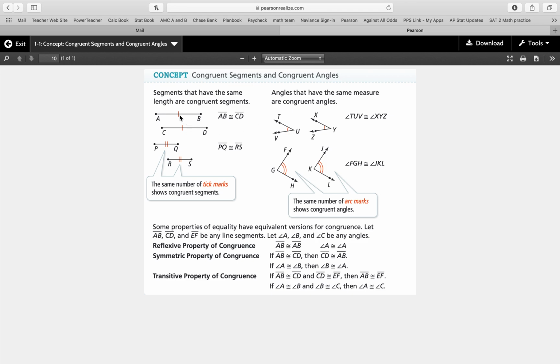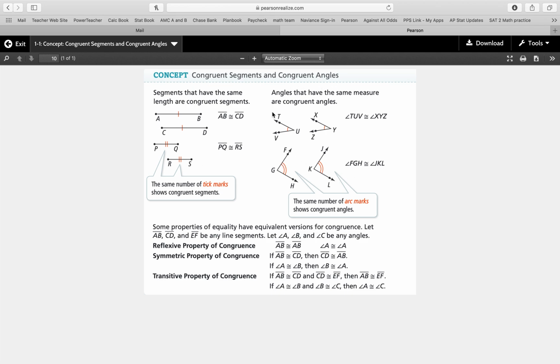We denote that by putting a tick mark. So here's AB, here's CD. One tick mark on each says, hey, these two are equal. Or two tick marks. They have to have the same number. It could be 5 tick marks. However many tick marks you want to use, that denotes congruency, which essentially says their distances are equal.